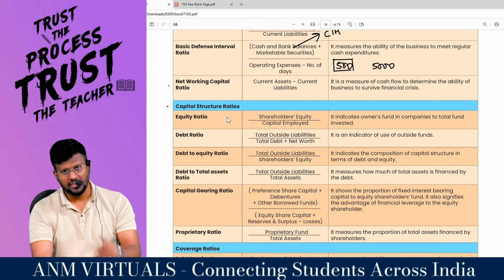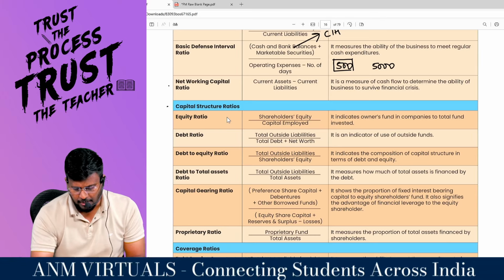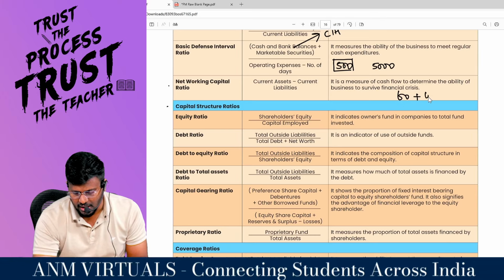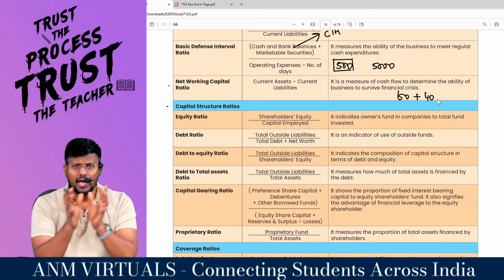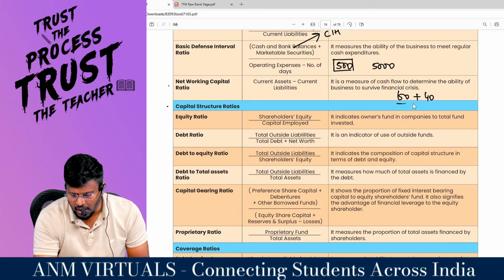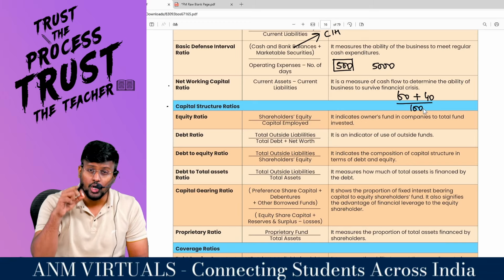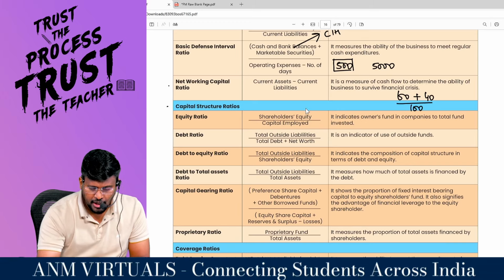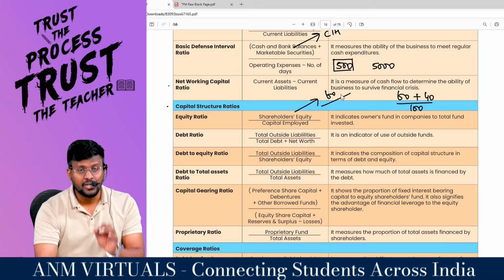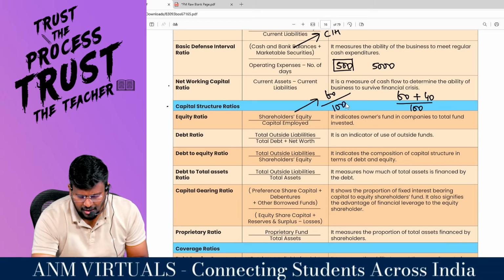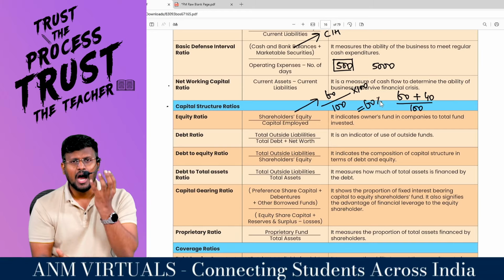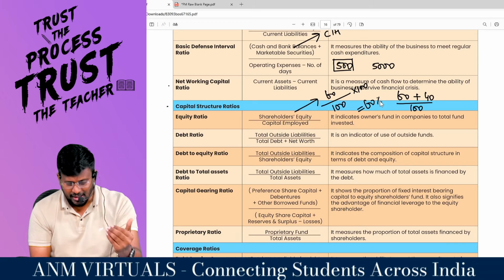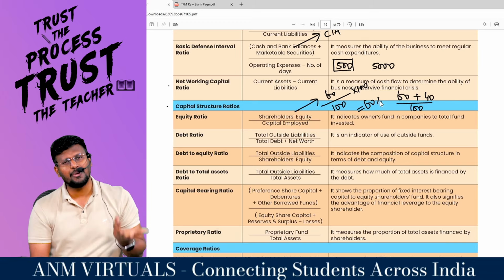The first one is equity ratio. For example, 60 rupees is equity and 40 rupees is debt. You have started a company with 60 rupees equity and 40 rupees debt. Total 100 rupees is the capital employed. Out of this capital employed, how much is the equity? Shareholders equity is 60, divided by the total capital employed, 100, into 100, means 60% is the equity ratio. That means out of the total capital employed, how much is the equity component. That's why equity divided by capital employed into 100.